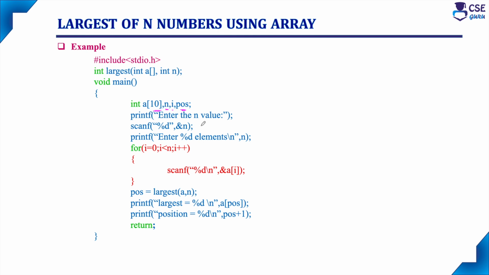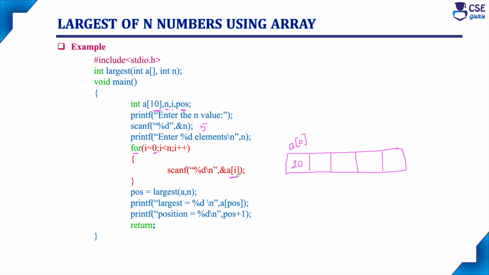For example, if I have entered the n value as 5, with the help of this for loop, we can accept 5 elements and they will be stored in an array. For example, when i equals 0, it will store an element in a[0]. So in the a[0] location, the user can specify any element. Here I have specified 20.